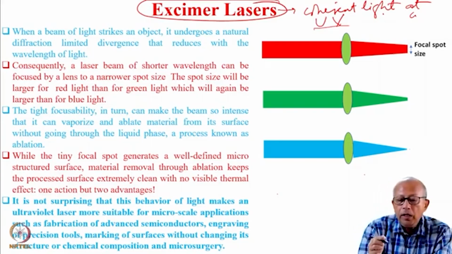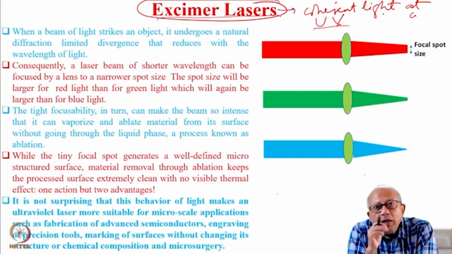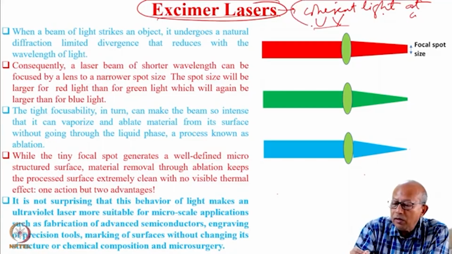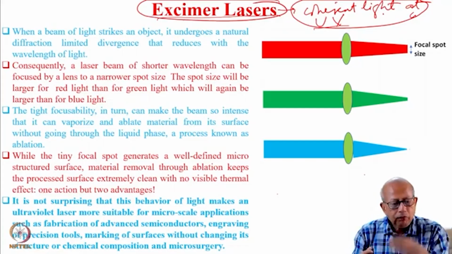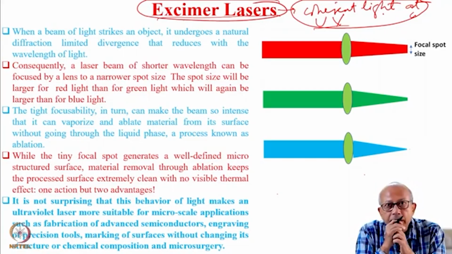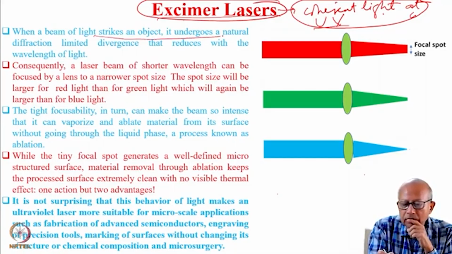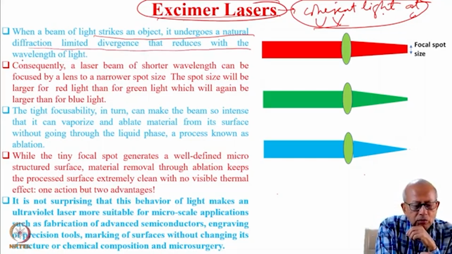Before we try to understand the working of Excimer laser, let me very quickly tell you what is the importance of coherent light at ultraviolet wavelength. You see, from the theory of diffraction, which we have studied in quite detail when we spent some time understanding the behavior of light, we have seen that when a beam of light strikes an object, it undergoes natural diffraction limited divergence that reduces with wavelength of light.